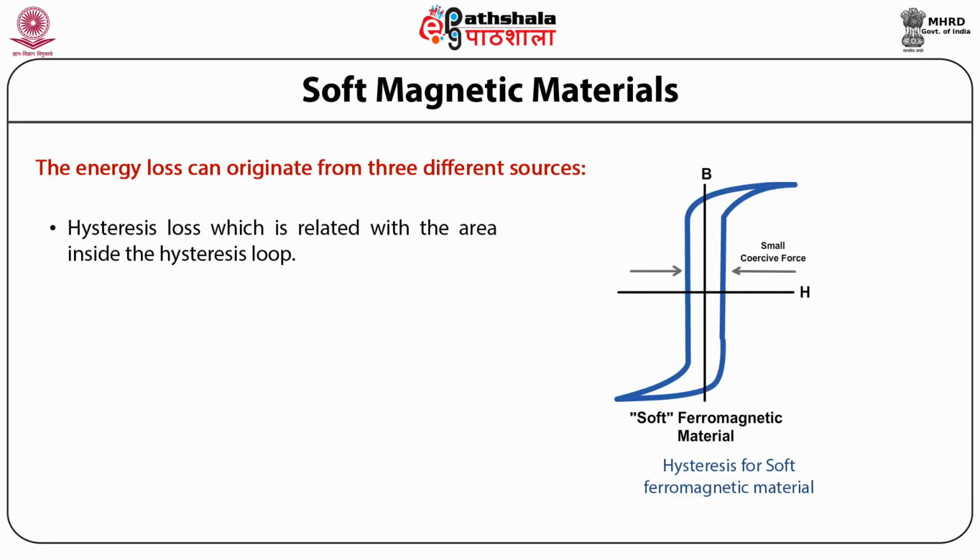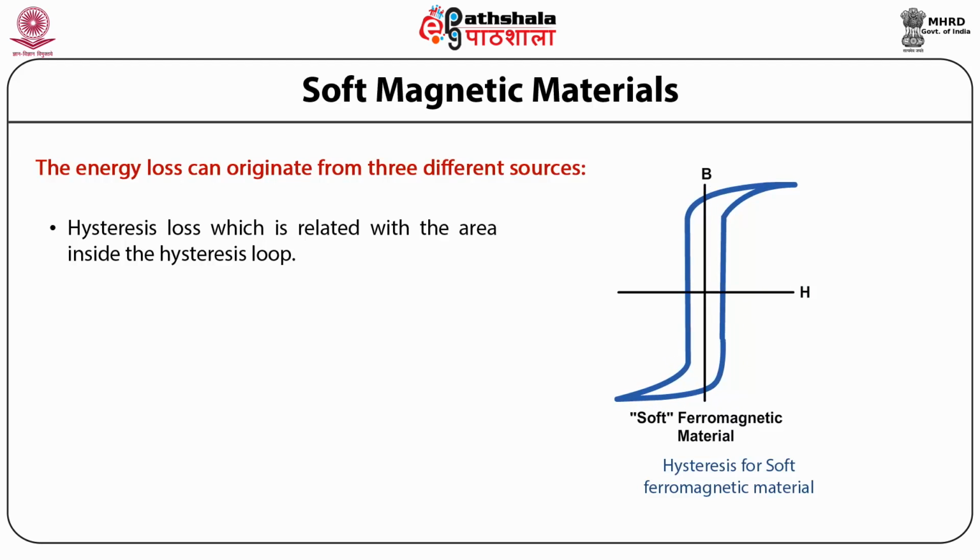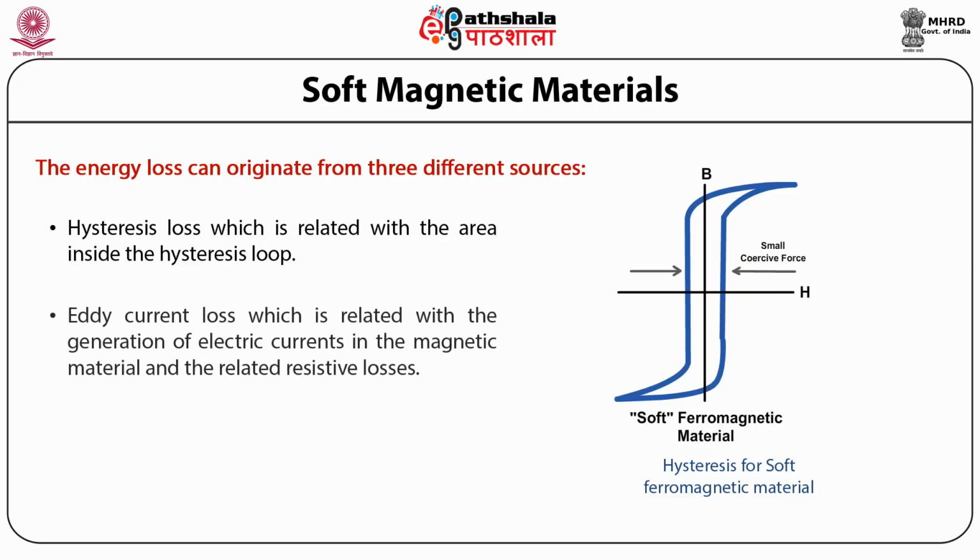Number 1, the hysteresis loss, which is related to the area inside the hysteresis loop. The hysteresis losses can be reduced by the reduction of intrinsic coercivity, with a consequent reduction in the area within the hysteresis loop. Second is eddy current loss, which is related to the generation of electric currents in the magnetic material and the related resistive losses. The eddy current losses can be reduced by decreasing the electrical conductivity of the material and by laminating the material, which has an influence on overall conductivity and is important because of skin effects at higher frequency.